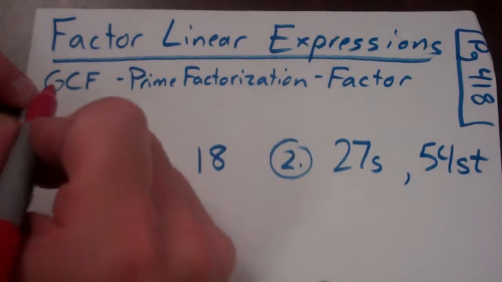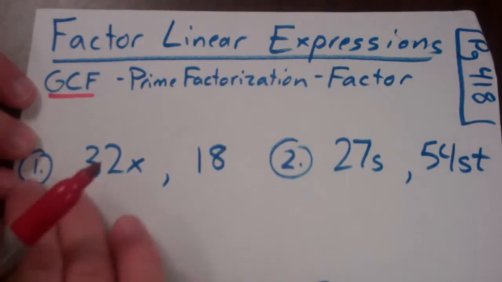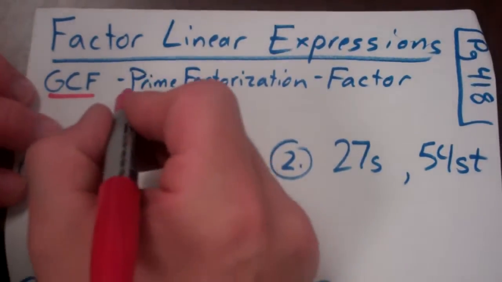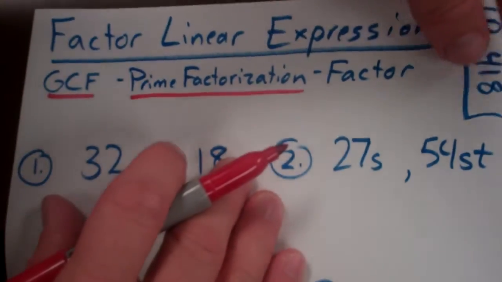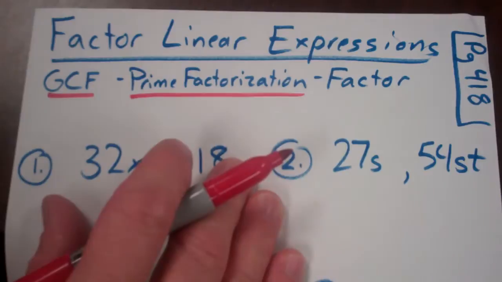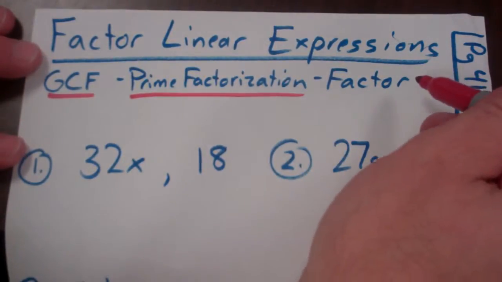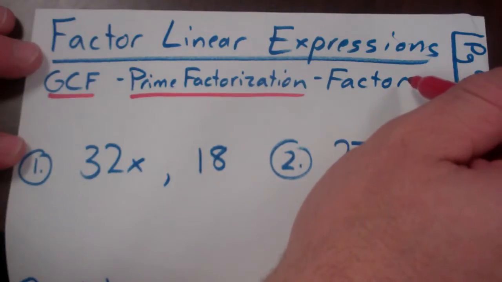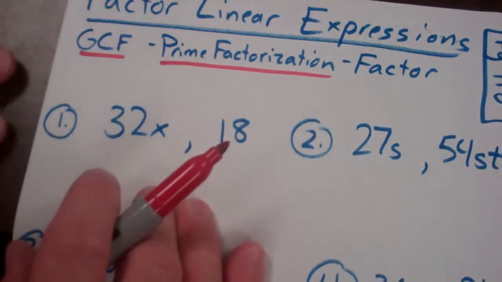Some concepts we need to remember: GCF, greatest common factor. We're looking for the biggest number that divides evenly into both items. Prime factorization is writing a number or an item in terms of a product of its prime factors. And to factor means to take out and write a number, or a monomial, I guess I should say, as a product of its factors. All right, so I'm going to remind you how to do that as we go through.